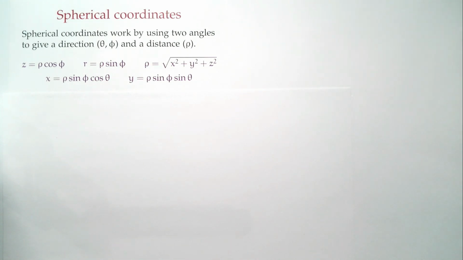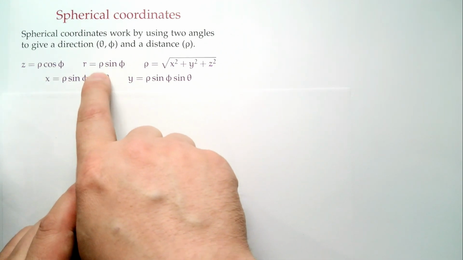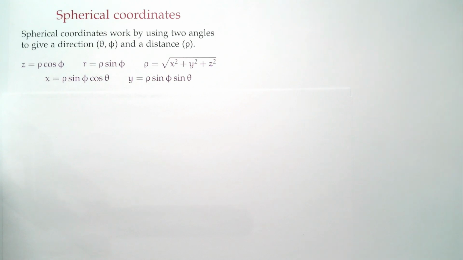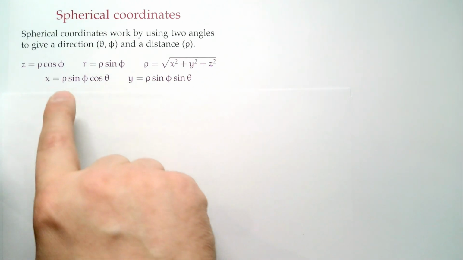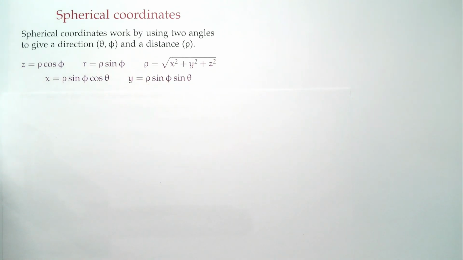Now, if you want to know x and y, you can do one of two things. You can memorize the formulas, which say x is rho sine phi cosine theta, and y is rho sine phi sine theta. But an easier way for me is to remember r, because x is r cosine theta. So what you really have here is r cosine theta, r sine theta. So those are the two ways to remember.